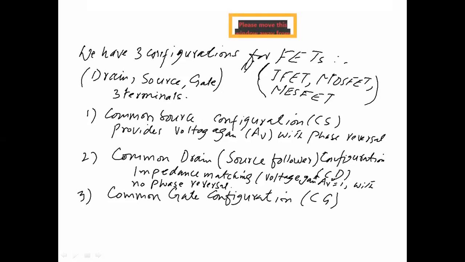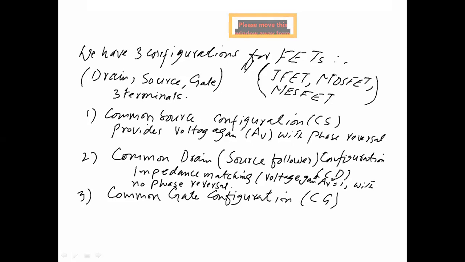In the common drain configuration, the signal is applied at the gate terminal and the output is taken from the source of the device.